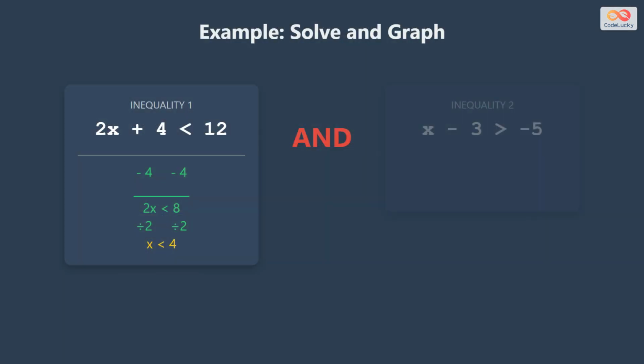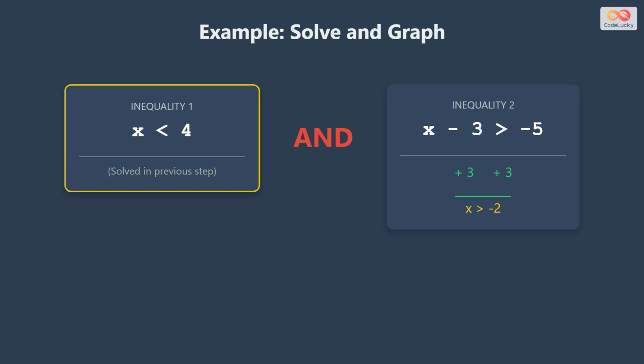Now let's solve one. We have 2x plus 4 is less than 12, and x minus 3 is greater than negative 5. We solve them separately. First, subtract 4 from both sides, then divide by 2. We get x is less than 4.